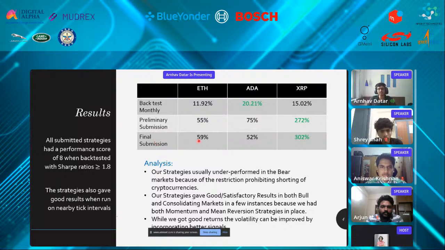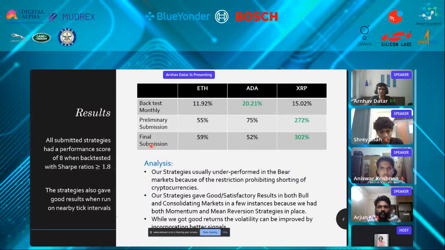And for final submission, we also see that we got reasonable results for ETH, ADA, and XRP, which were fairly similar to what we got for our preliminary submissions in those 7 backtests. Within the bear, bull, and consolidating, we saw that our strategies usually underperformed in the bear markets. We think this is primarily because of the restriction of prohibiting shorting of the cryptocurrencies.